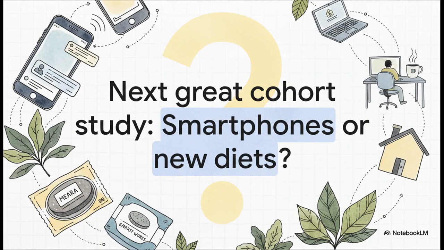Which kind of leaves us with a really interesting question for the future, right? We've done these massive, decades-long studies on things like smoking and nutrition. But what about all our modern exposures? Things like constant smartphone use, or all these new plant-based diets, or even working from home all the time. What cause and effect do we really need to understand next? What do you think should be the subject of the next great generation-spanning cohort study?